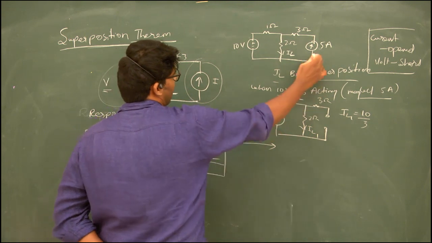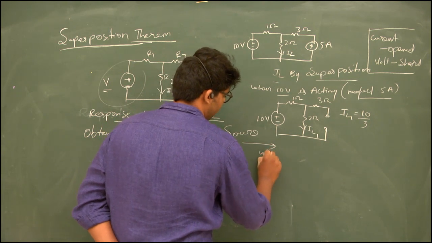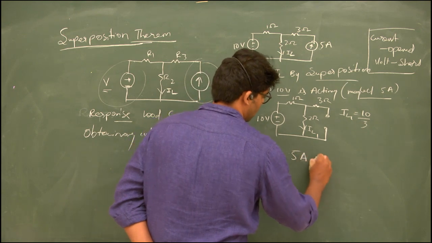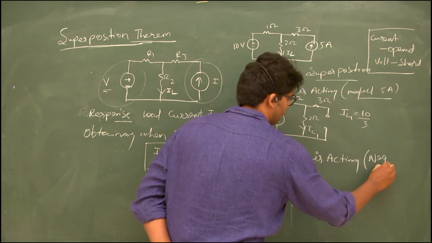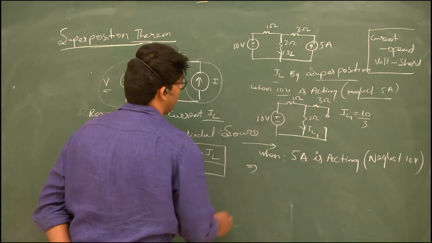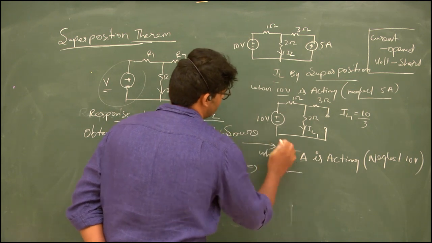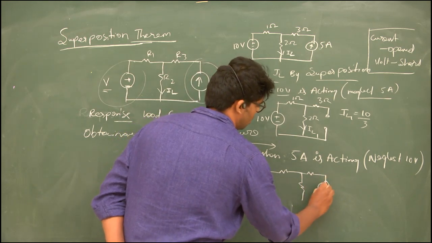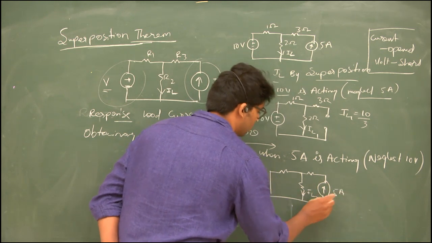Now when 5 amps is acting, we have to nullify the voltage source by short circuit. So when 5 amps is acting, neglect the 10 volts; the voltage source is shorted to neglect it. The response I am taking, with 5 amps acting, is IL2.